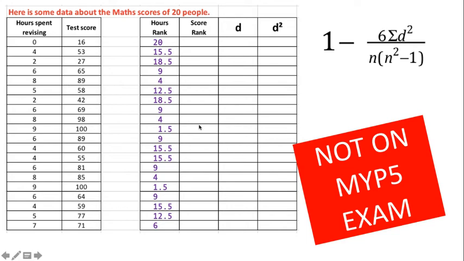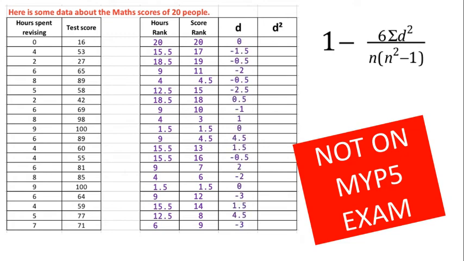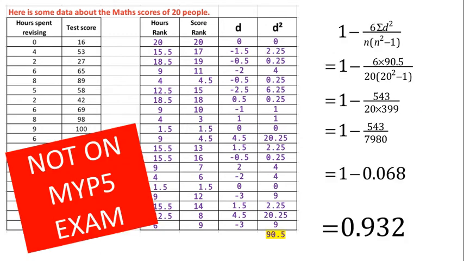And I've done the same thing with the score, so there's that. And then I've got this column D, which is the difference between those two ranks. So the person who spent the least hours revising got the least score. So the difference between those is 20 minus 20, which is 0. And I've done that for all of those. And I've squared the differences, which is that. So 0 times 0 is 0. Minus 1.5 times minus 1.5 is 2.25, and so on. And then I've added up the sums of those squares to get 90.5.